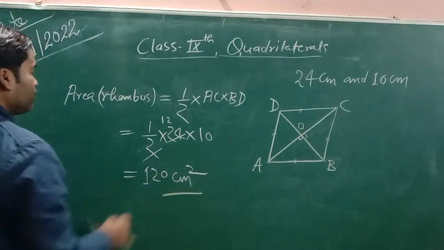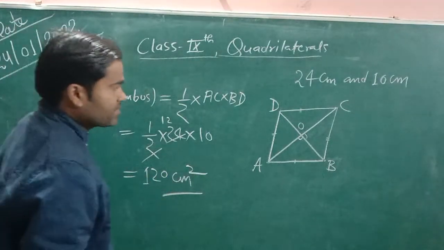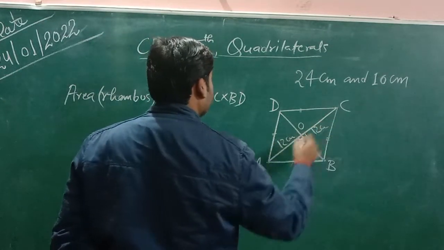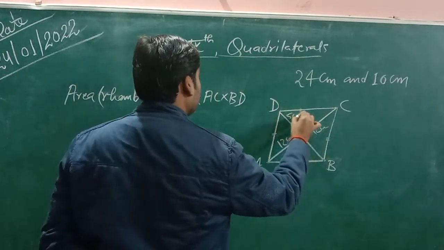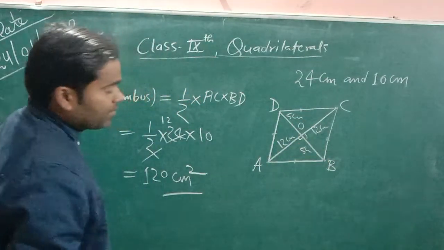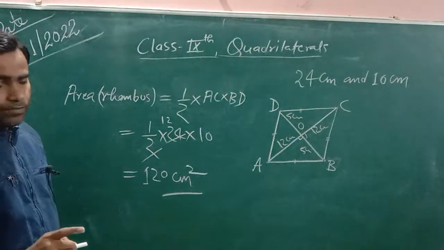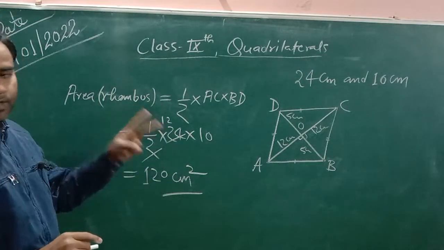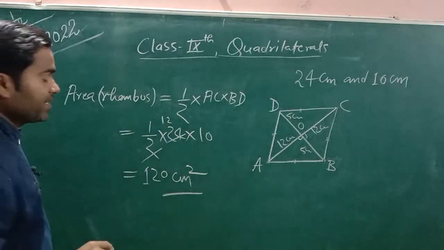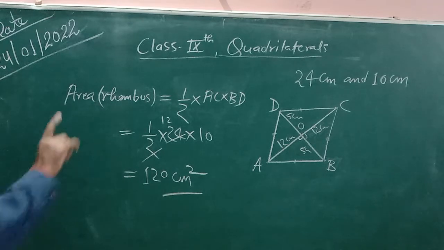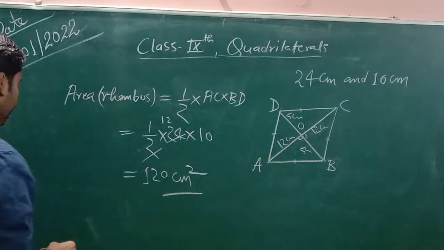So the area of this rhombus, if its diagonals are 24 cm, 12 and 12, and 10 cm, 5 and 5, because diagonals bisect each other. The two equal parts of 24 will be 12 and 12 and two equal parts of 10 will be 5 and 5. Now in triangle AOB, we can use Pythagoras theorem because diagonals bisect each other at 90 degrees.